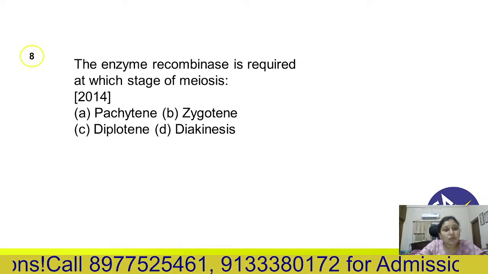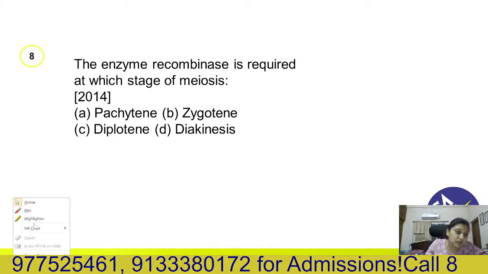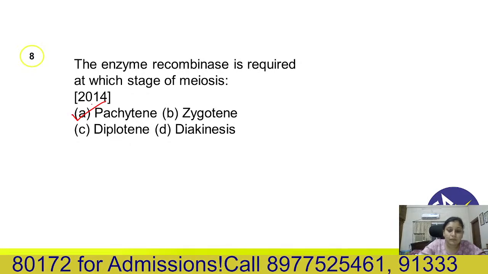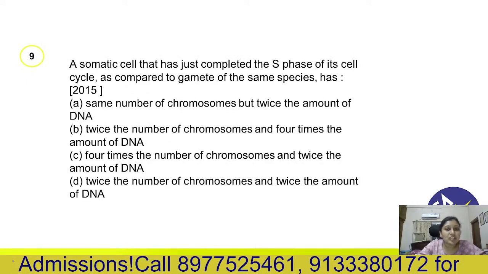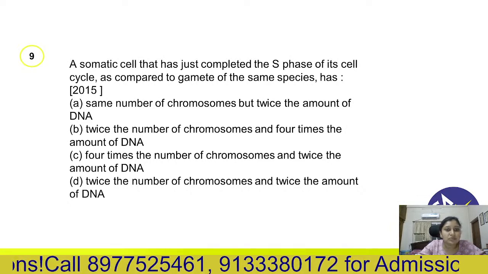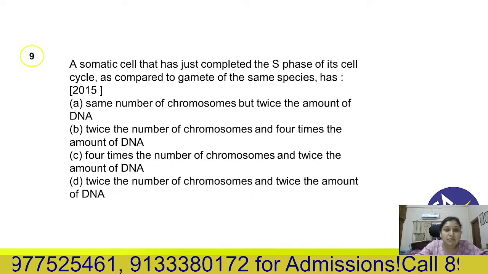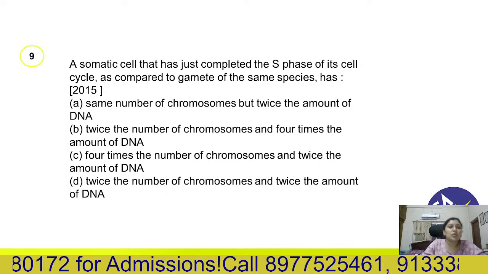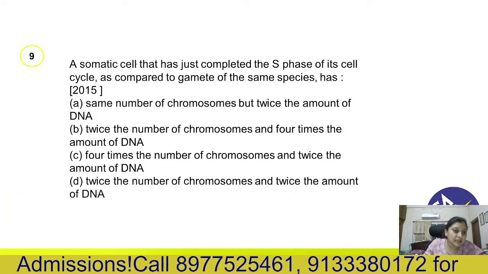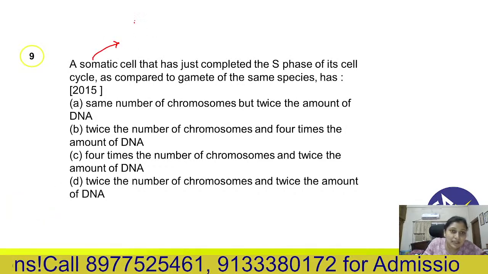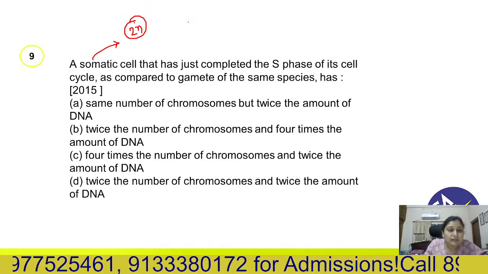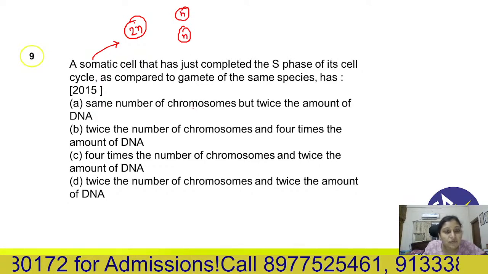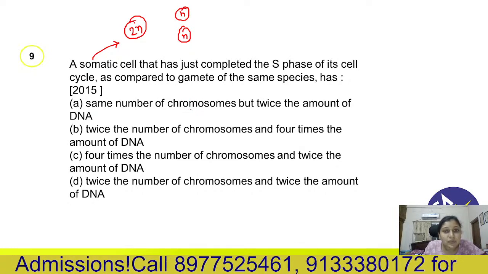Enzyme recombinase is required at which stage of meiosis? That is Spark Academy. A somatic cell that has just completed the S phase of the cell cycle, as compared to the gamete of the same species, has the same number of chromosomes but twice the amount of DNA when compared with the gametes. See, I am explaining here, somatic cell means 2N. And when you are comparing it with gametes, gametes have the same number of chromosomes, but twice the amount of DNA.